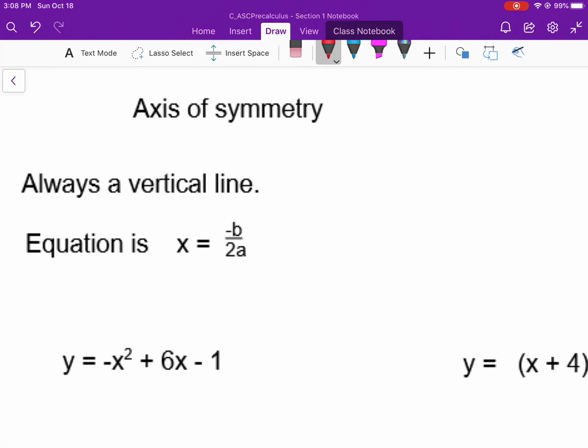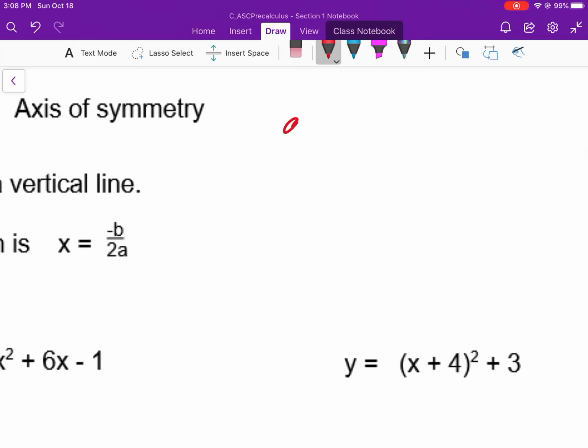Well, here is the equation for my axis of symmetry. And you're like, oh my goodness, another thing to memorize. Well, it's really part of the quadratic formula. So if I remember, you're supposed to memorize this.